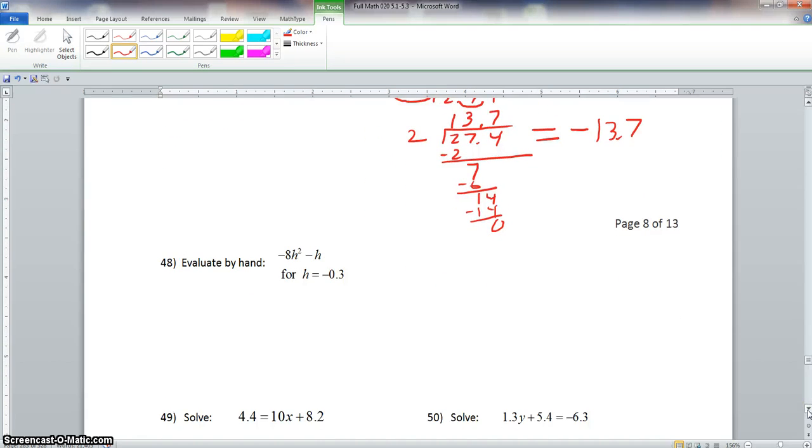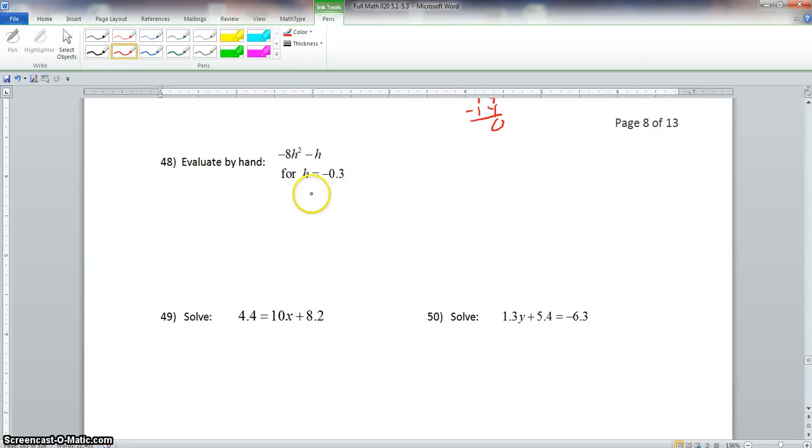Now, we scroll down here to problem 48. It says evaluate. We have negative 8h squared minus h for h is negative 0.3. So we go through and substitute. You have negative 8, and in parentheses you have negative 0.3, and that's squared, minus, in parentheses is negative 0.3. Now, negative 0.3 in parentheses squared, we know this is going to be positive. So we'll basically have off to the side here, it'll be a negative 0.3 times a negative 0.3.